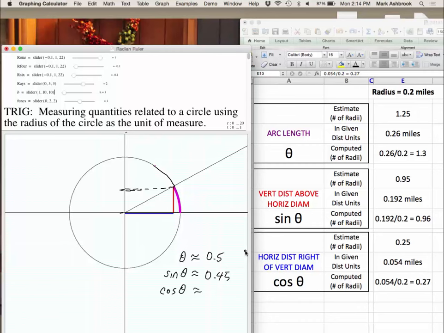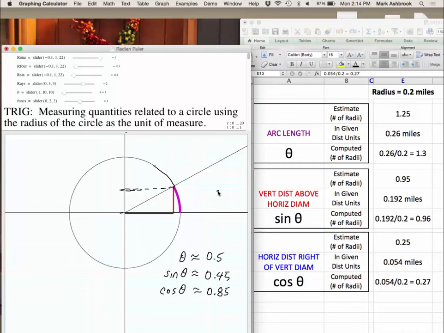Cosine theta. Some are saying 0.8. That's decent. 0.85 is decent. I'll say 0.85. Maybe a little bit more than 4/5 of the way, right? 0.85. Does that make sense? All right, let's try a related rates problem using these ideas, okay?